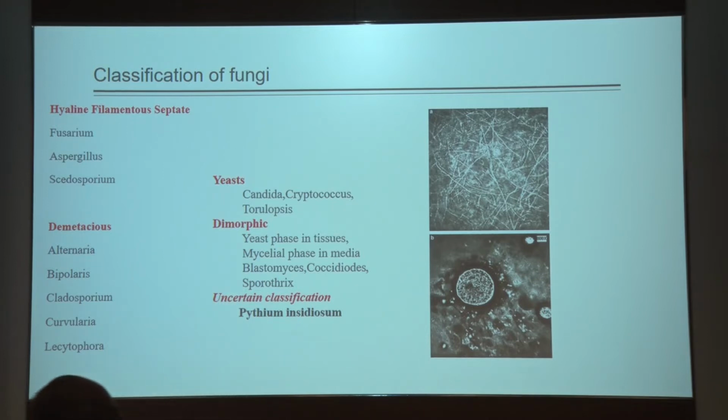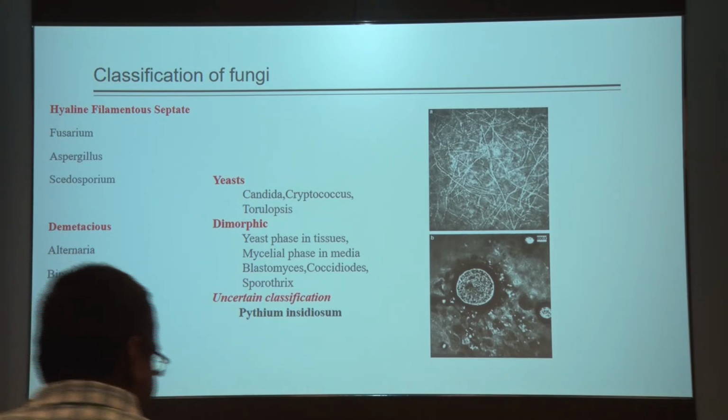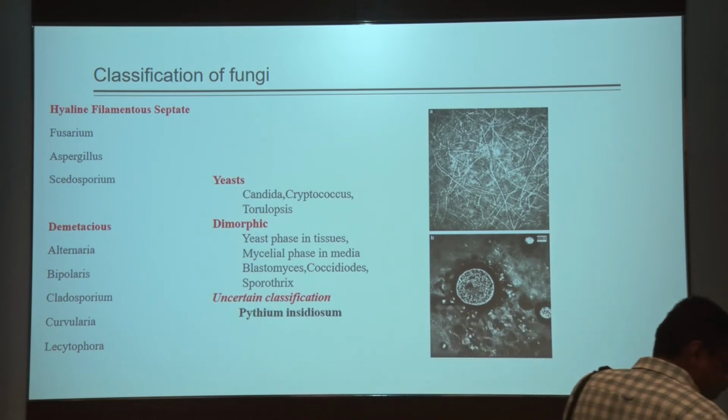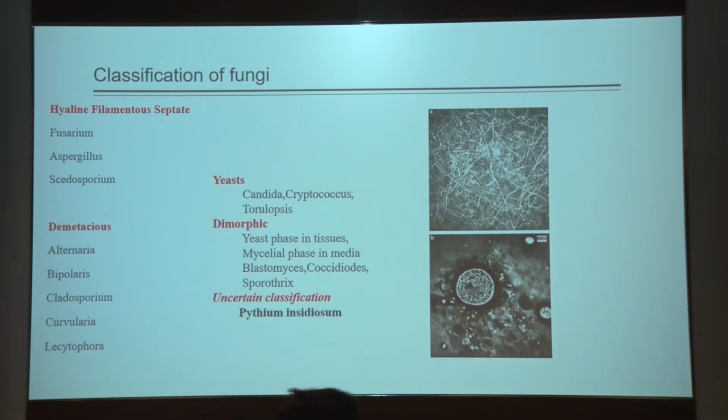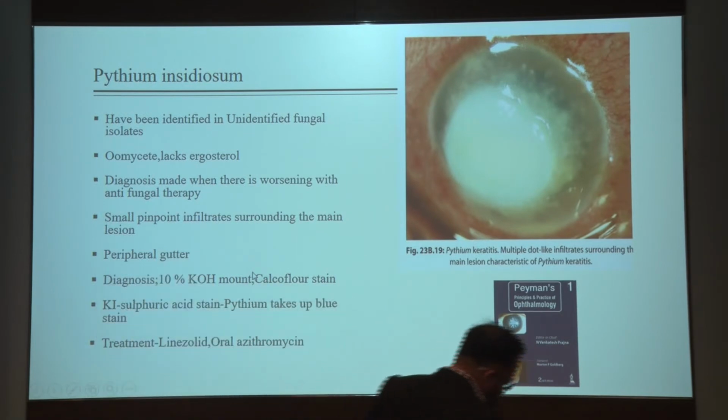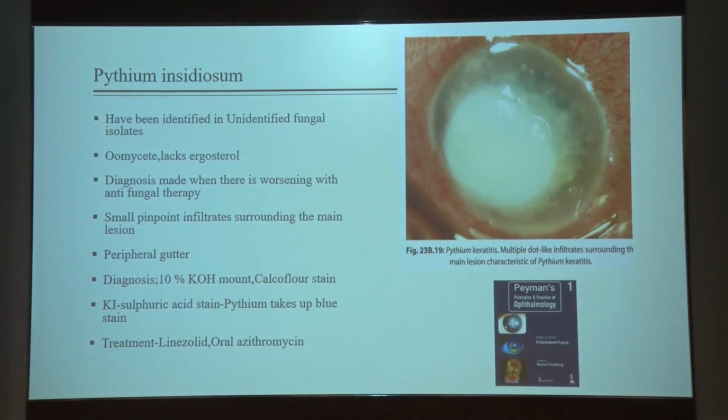And what is more important is, before, septate filamentous fungi were the ones that we read upon mostly, and after the mucor epidemic, even the non-septate filamentous fungi became very popular. Now of interest is this uncertain classification, Pythium insidiosum. So how do you make a diagnosis of Pythium when you put the patient on antifungals and the patient doesn't respond to the antifungal therapy?